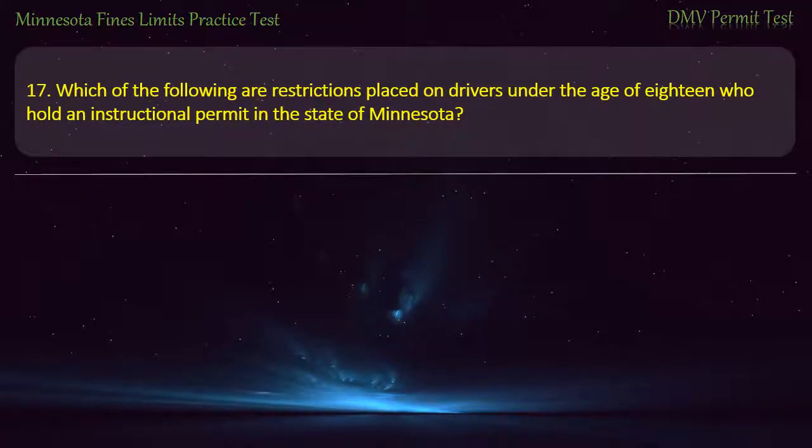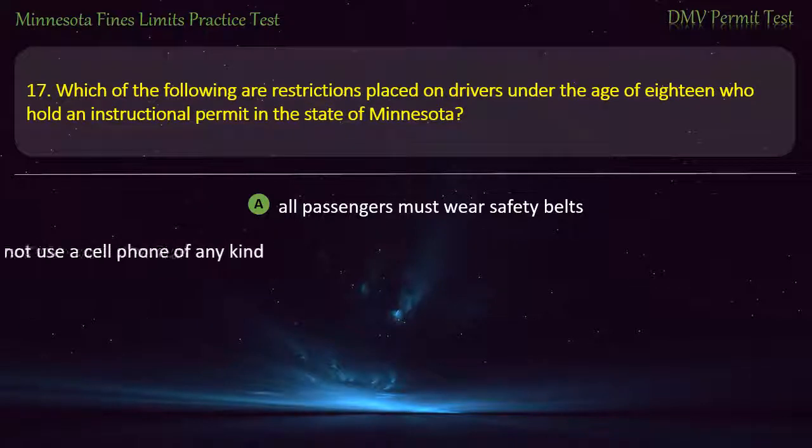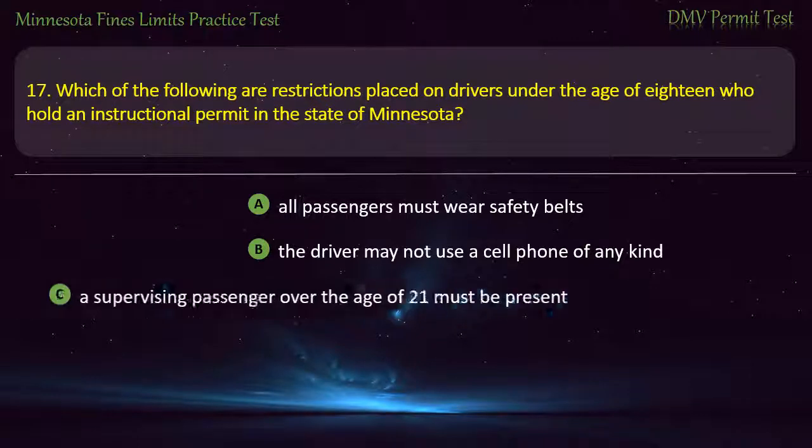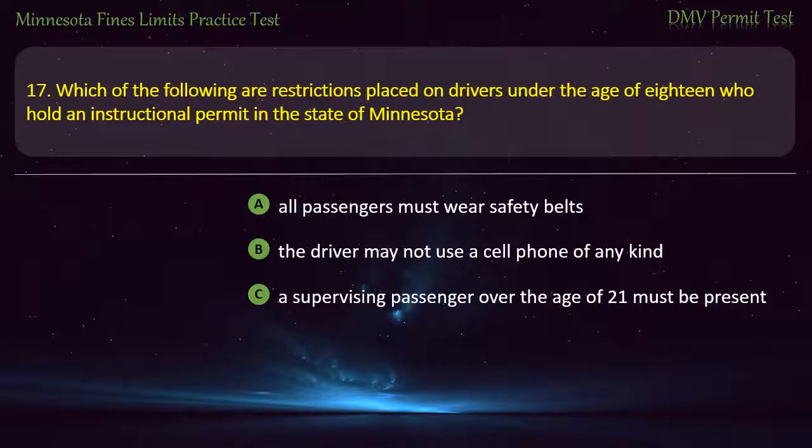Question 17. Which of the following are restrictions placed on drivers under the age of 18 who hold an instructional permit in the state of Minnesota? All passengers must wear safety belts. The driver may not use a cell phone of any kind. A supervising passenger over the age of 21 must be present. All of these answers are correct. Answer. All of these answers are correct.